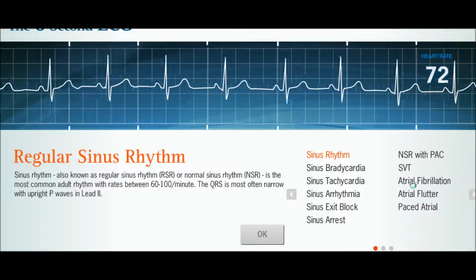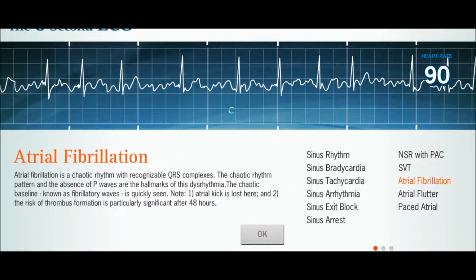So now let's go back to this other one we had going on here. So do we have P waves that we can see? Well, I don't see any P waves. There are no P waves. Are there QRS waves following P waves? Well, we don't have P waves, so the QRSs are kind of random, right?